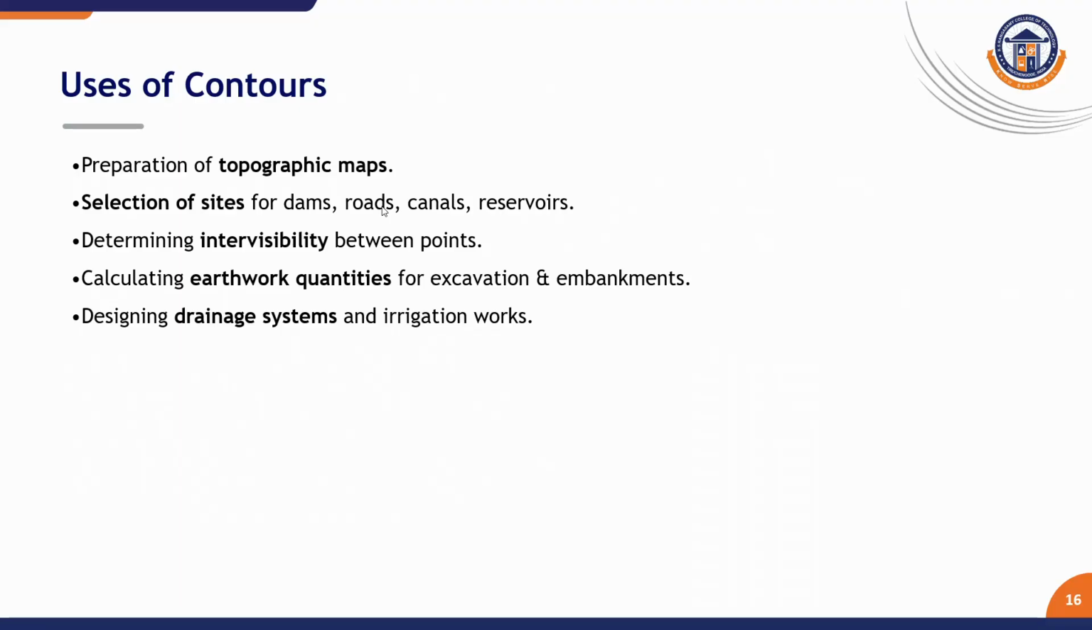Contours have specific characteristics that make them interpretable. All points on a single contour line have the same elevation. Contour lines never cross or intersect each other, except in the rare case of an overhanging cliff. The uses of contours are extensive in civil engineering. They are essential for preparing topographic maps, which form the base for planning. Engineers use them to select sites for dams, roads, canals, etc., to determine intervisibility between two points for setting up communication towers, to calculate earthwork volume for cut and fill, and to design effective drainage and irrigation systems.